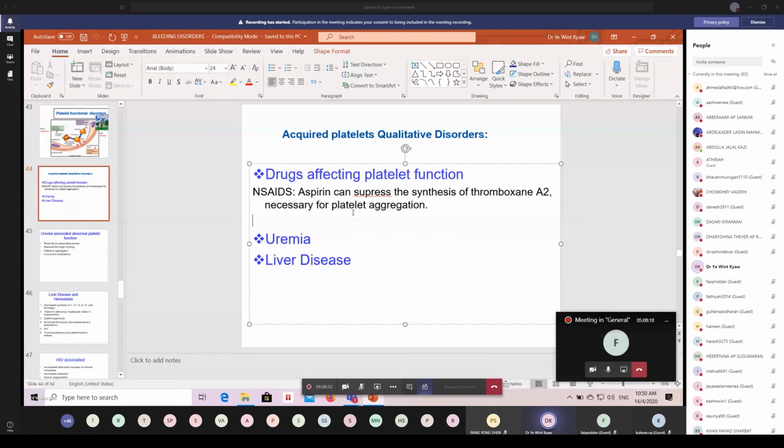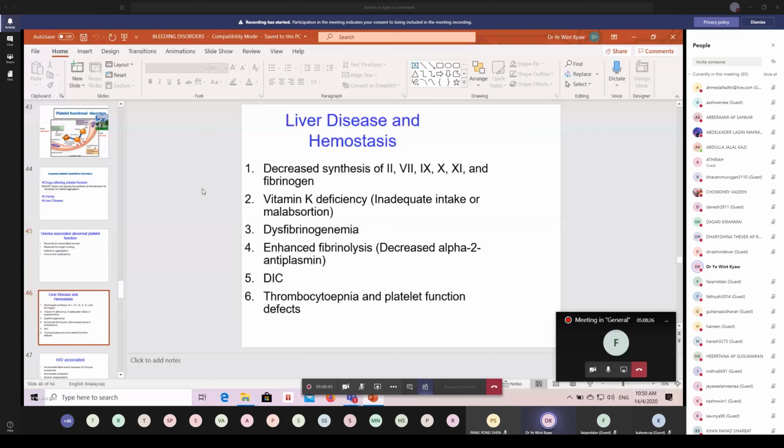Liver can synthesize clotting factor and fibrinogen. Liver disease will be explained in seminar also. So what is the liver function? You need to know. Liver can synthesize clotting factor and fibrinogen.